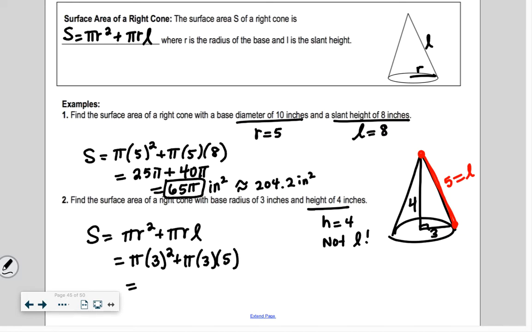So we have 9 pi plus 15 pi, which ends up being 24 pi inches squared. Easy? Thumbs up?